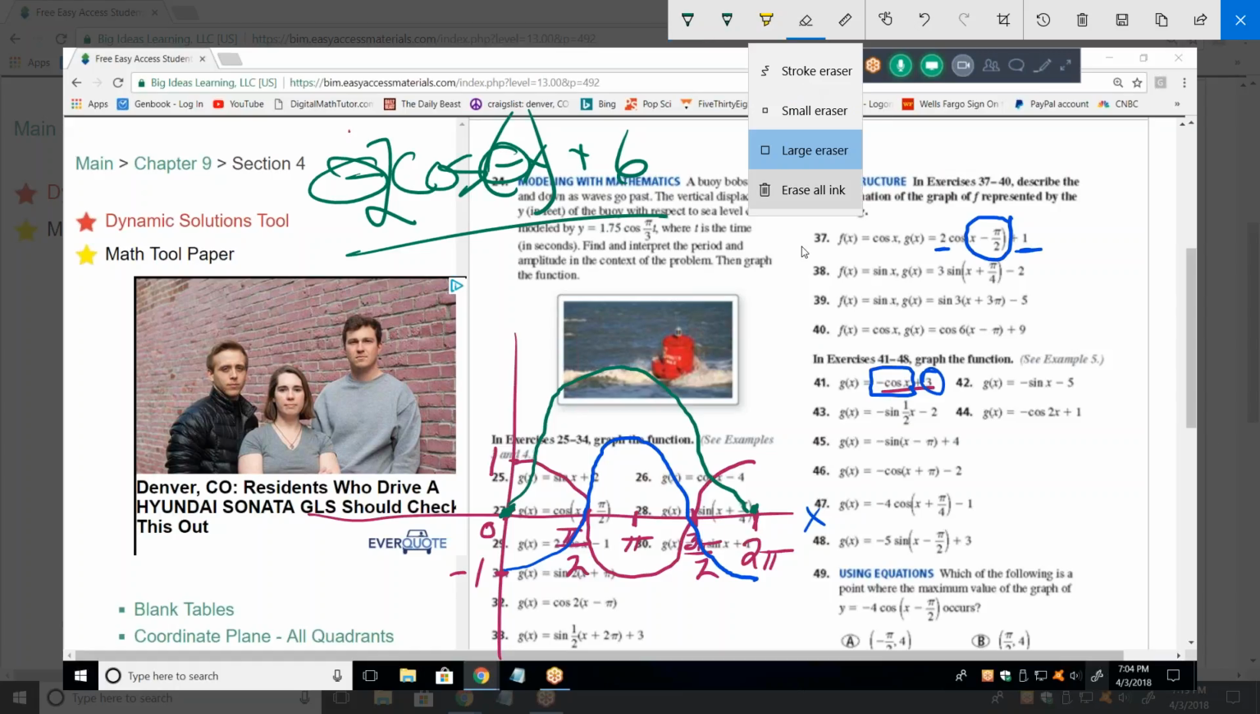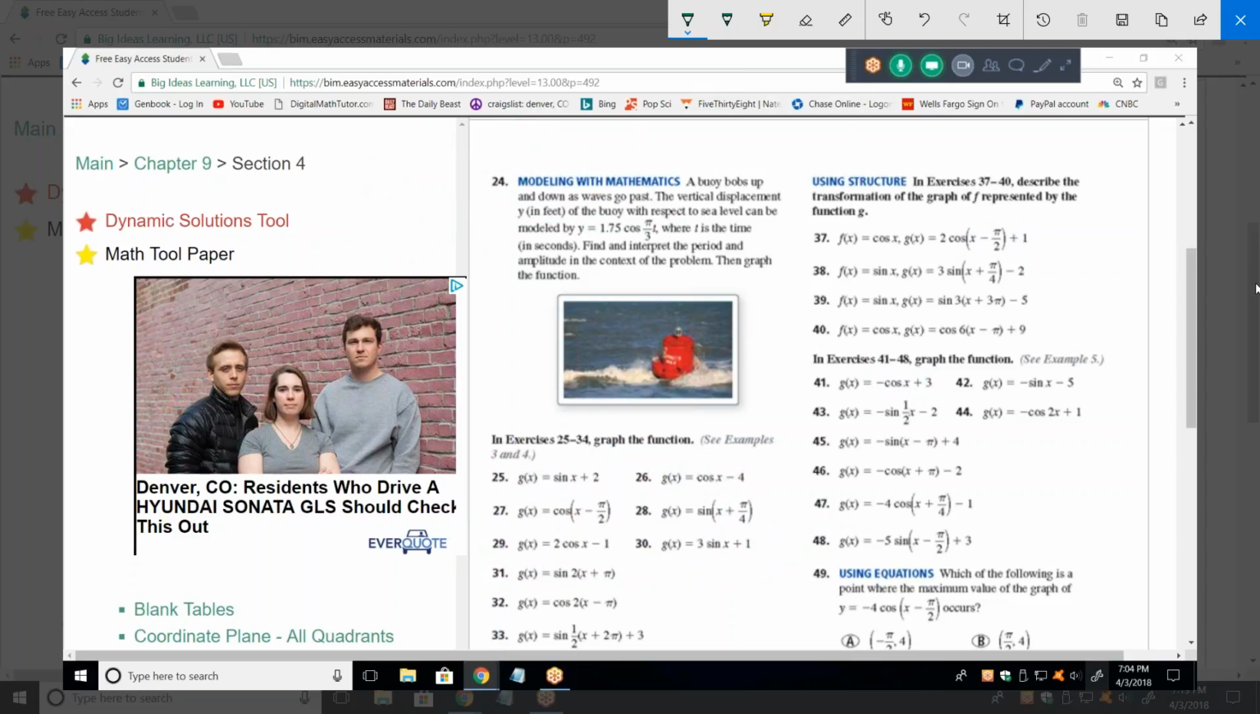All right. What else we got? So the next one is 48. Okay. Here, the basic function f of x is sine x.